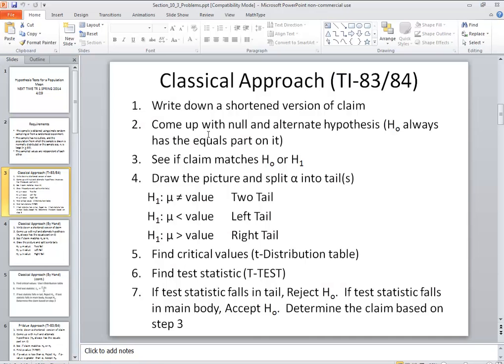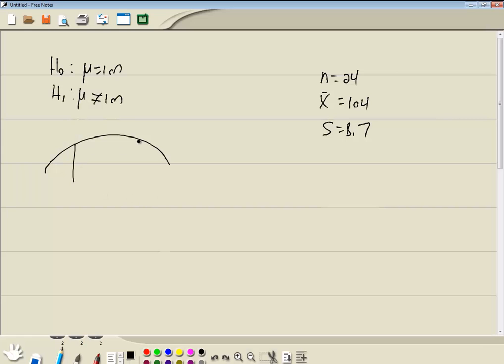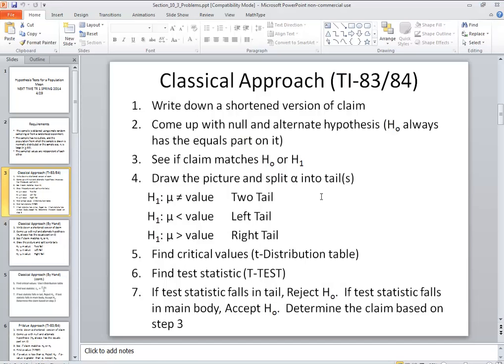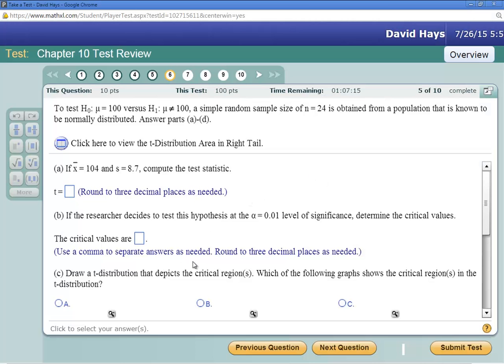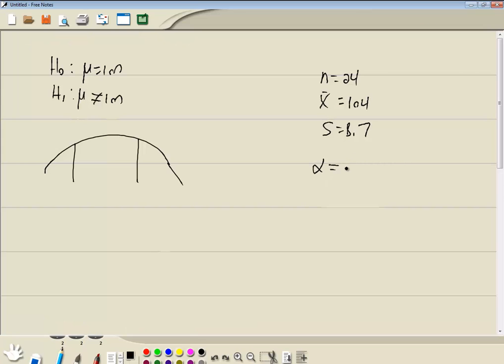Well, if we go through our steps here, we don't have a claim, so don't do step 1 and step 3. We draw our picture. Not equal to says we've got two tails, and we're going to split our alpha into our tails. Alpha is 0.01, which means this will be 0.005 and this will be 0.005.